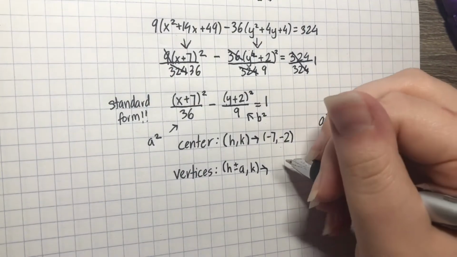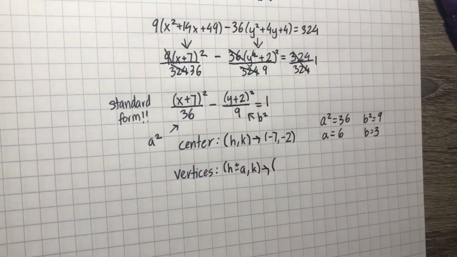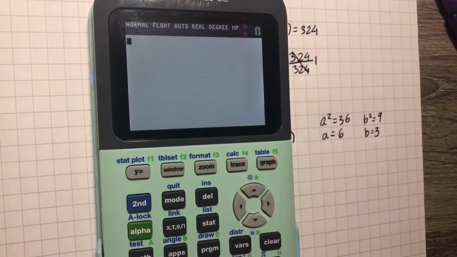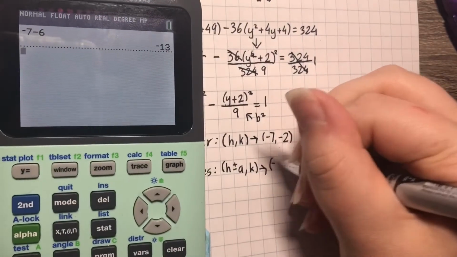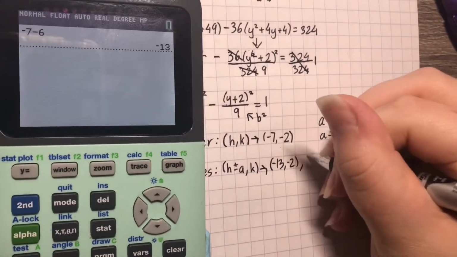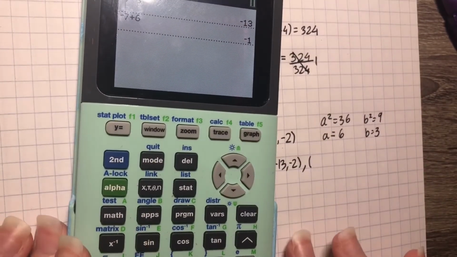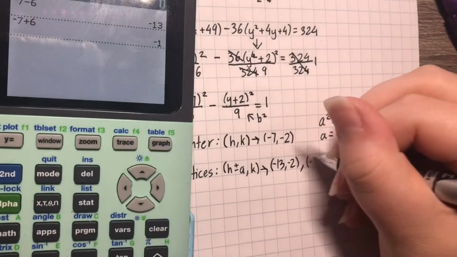So now that we found the a value, we're just going to subtract it from the negative 7. And right here I'm pulling out my calculator to show how I did that. It's just negative 7 minus 6, and that is negative 13, negative 2 for the first vertex. And then the second is negative 7 plus 6, which is negative 1, negative 2.